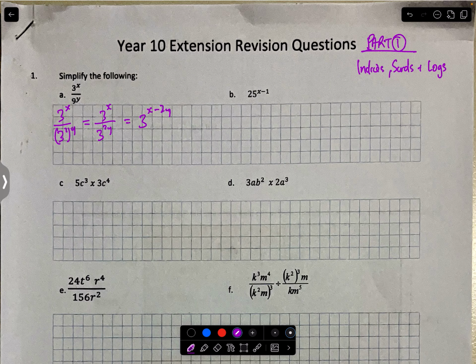Next, 25 to the power of x take 1. 25 is a power of 5. It's 5 to the second, and that's being raised to the power of x take 1. So that is going to be simplified to 5 to the power of 2 lots of x take 1. Expand the brackets, 5 to the 2x take 2.